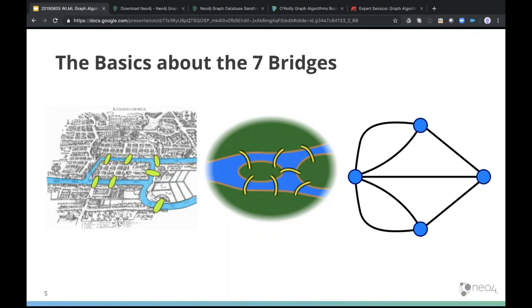So count with me. 1, 2, 3, 4, 5, 1, 2, 3. They are all uneven. There is no route, right? Add another bridge, you're golden. Add another landmass, you're also good. Right? But, you know, in this situation, there is no route.